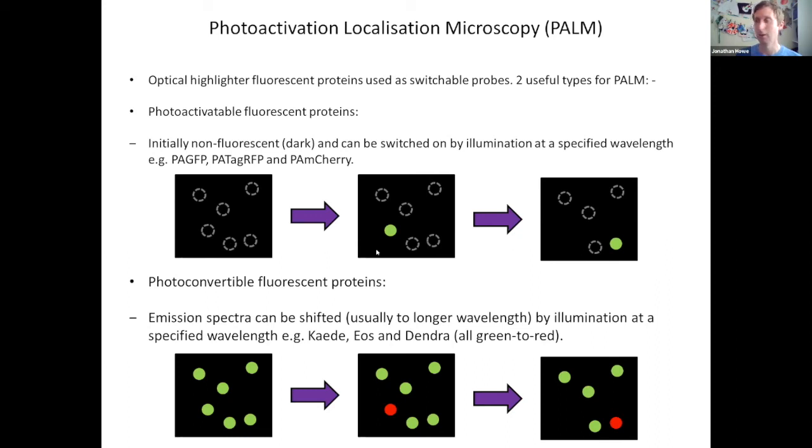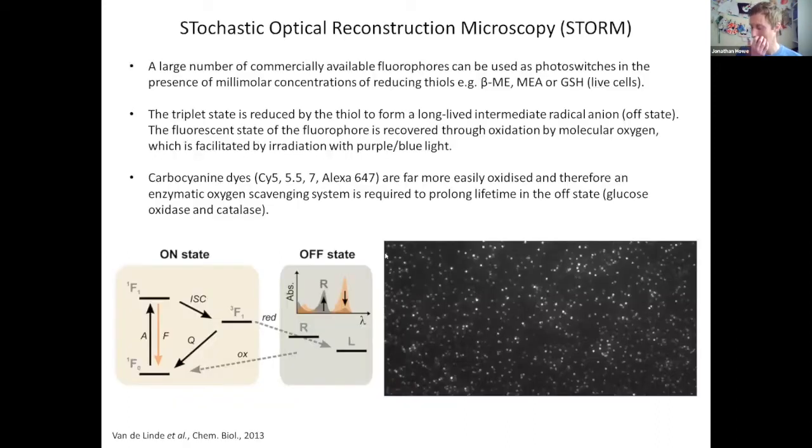Okay, so that's PALM. That uses, as I said, fluorescent proteins. Another type of localization microscopy technique is called STORM, stochastic optical reconstruction microscopy. And STORM doesn't use fluorescent proteins, it uses regular organic dyes, which are commercially available, such as Alexa 488, Atto 647. And these, obviously you can buy them as fluorescent tagged to secondary antibodies.